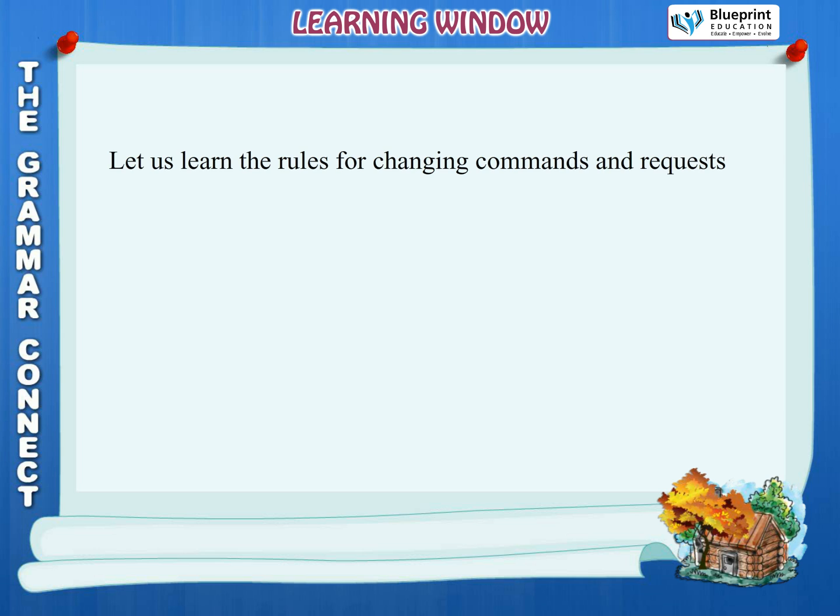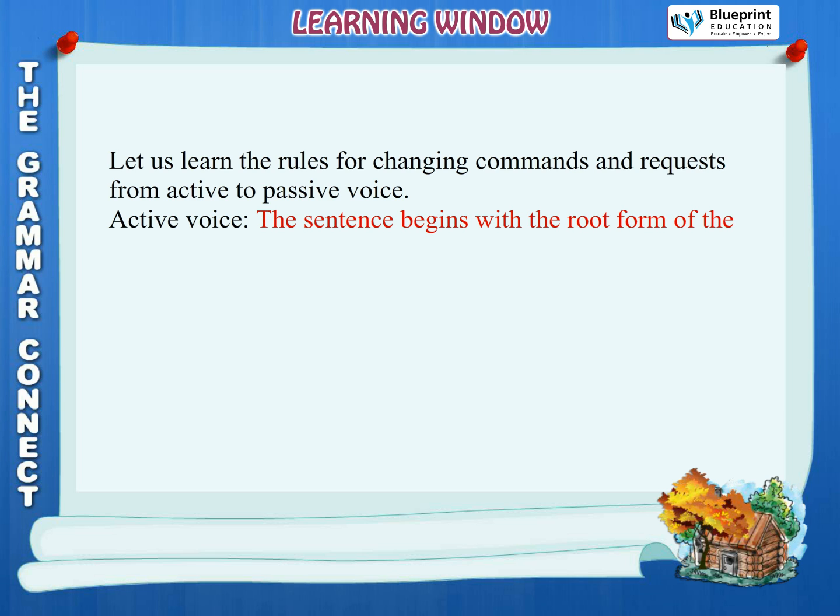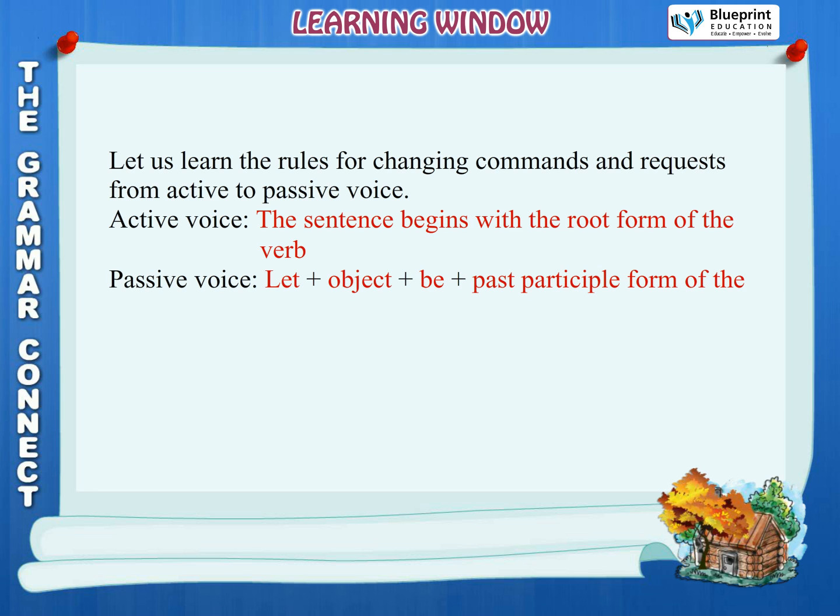Rules for conversion of imperative sentences from active to passive voice. Let us learn the rules for changing commands and requests from active to passive voice. Active voice: the sentence begins with the root form of the verb. Passive voice: let plus object plus be plus past participle form of the verb, or object plus should or must be plus past participle form of the verb.